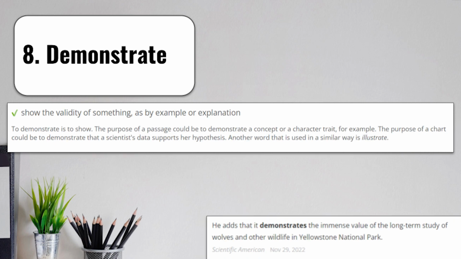Term number 8 is demonstrate, and it means to show the validity of something as by example or explanation. To demonstrate is to show. The purpose of a passage could be to demonstrate a concept or a character trait. The purpose of a chart could be to demonstrate that a scientist's data supports their hypothesis. Another word that is used often in a similar way that we'll look at is illustrate. Think of them as meaning to show, or to get something out there that you want others to see.